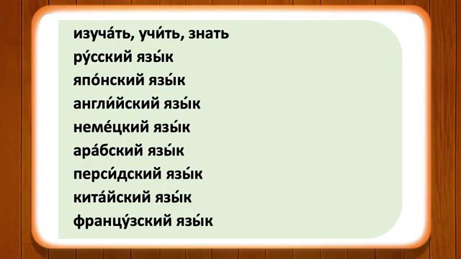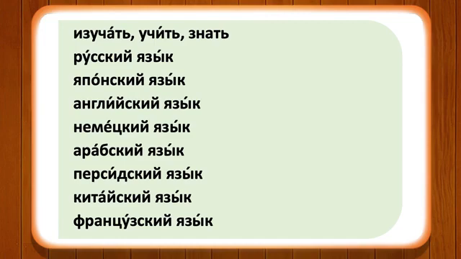Let us now learn how various languages are called in Russian and how they can be used with various verbs. With verbs изучать, учить, знать, you can use the languages as follows. Русский язык, японский язык, английский язык, немецкий язык, арабский язык, персидский язык, китайский язык, французский язык.